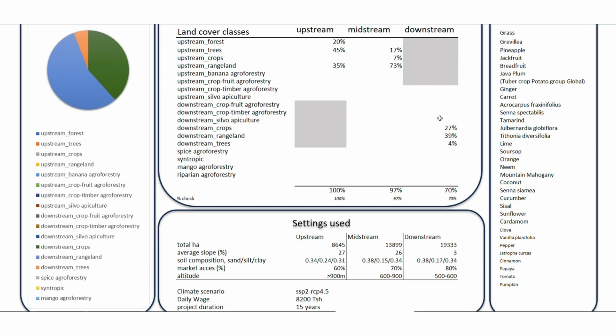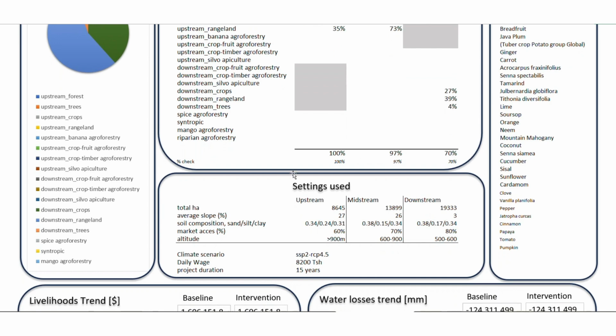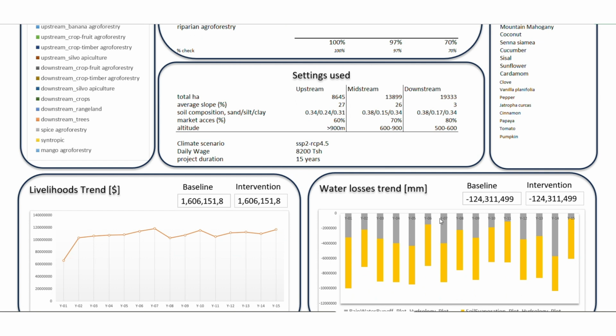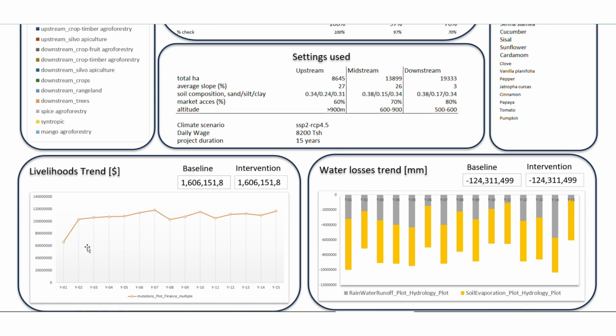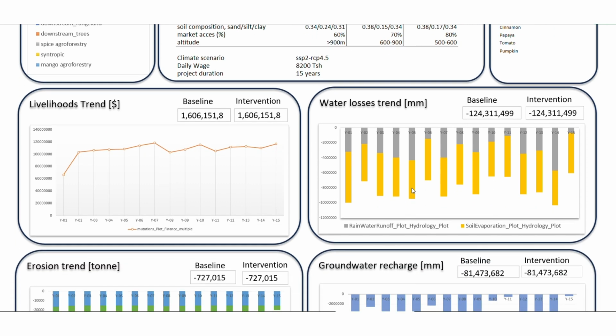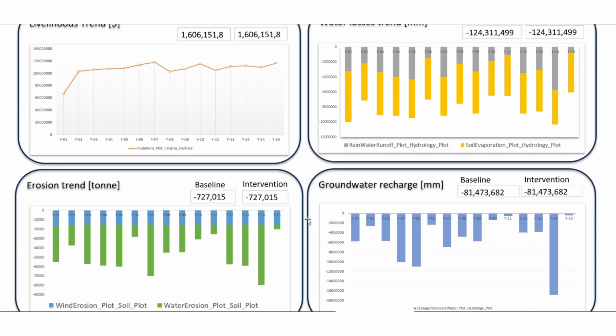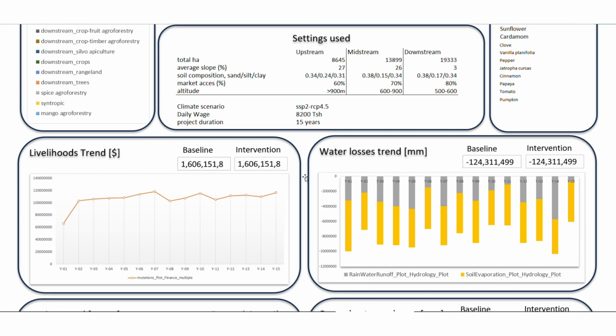And then there are some important settings. For example, access to market, which is different for upstream compared to midstream and downstream. The climate scenario that is used is the same for all the land cover classes. Then you can see the trends. Based on this baseline scenario, you see a trend for livelihoods, for water losses, for erosion, and for groundwater. What is of our interest now is what will happen with these trends when the land cover is changing.